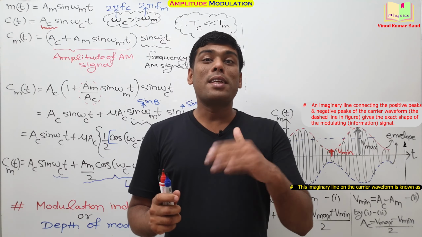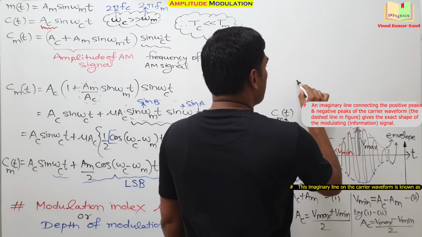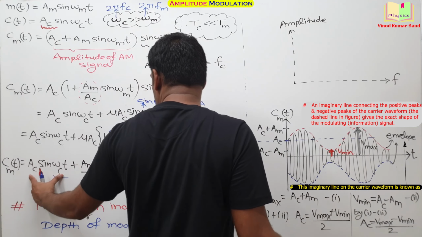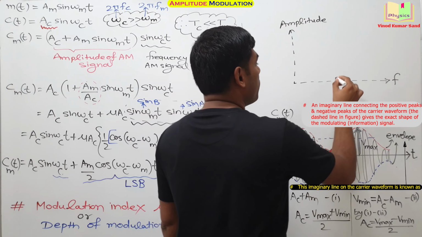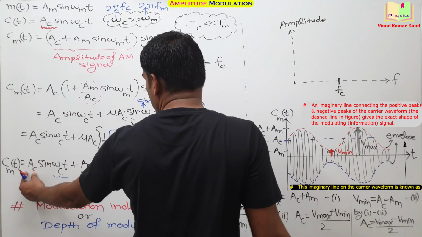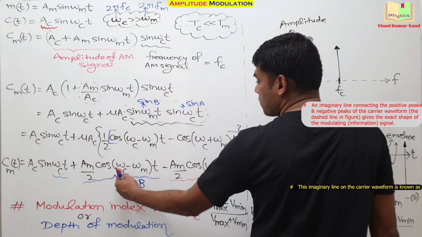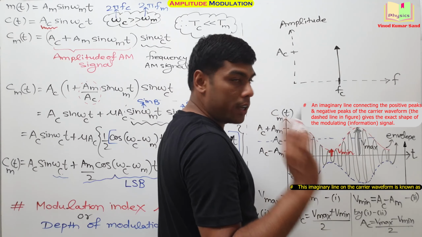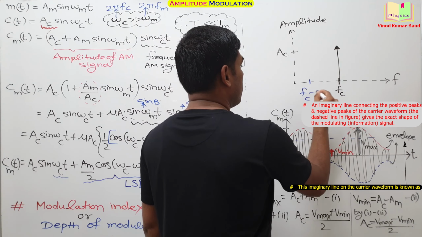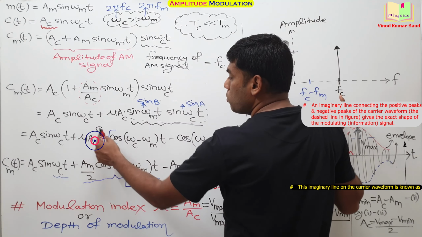Now we'll talk about the bandwidth of the AM signal. For that, we are plotting a diagram between frequency and amplitude. The first part of the AM signal is the carrier wave. Its frequency is indicated, let's say, by Fc, and amplitude is Ac. Then the next part has the frequency Fc minus Fm. So Fc minus Fm will be plotted here, and its amplitude is Am by 2 or mu Ac by 2.